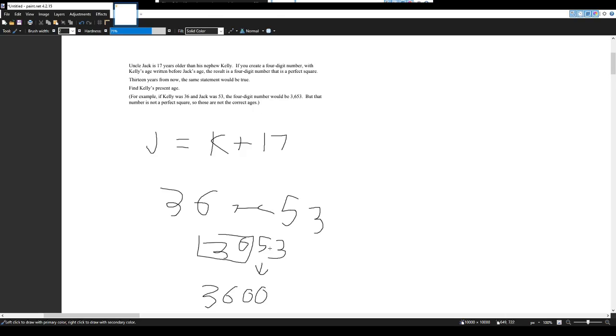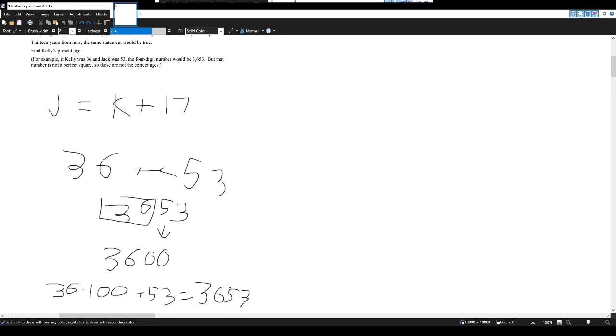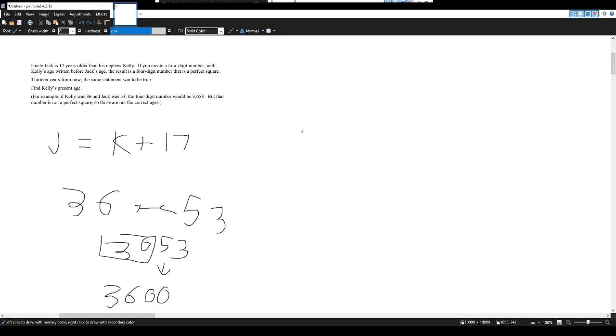So it seems like in this situation we have J times 100 and then plus, oh, actually, no, Kelly's age is going first, right? So actually it'd be K times 100 plus J. And this equals some 4-digit number and it's going to be a perfect square. So we know it's a perfect square, so let's call it X squared, because that might be a useful property to have in the notation, right?